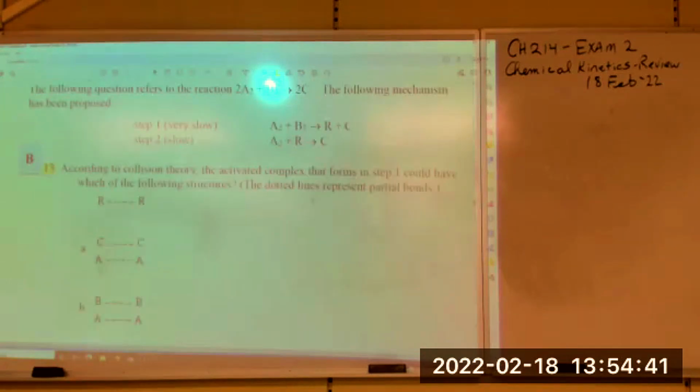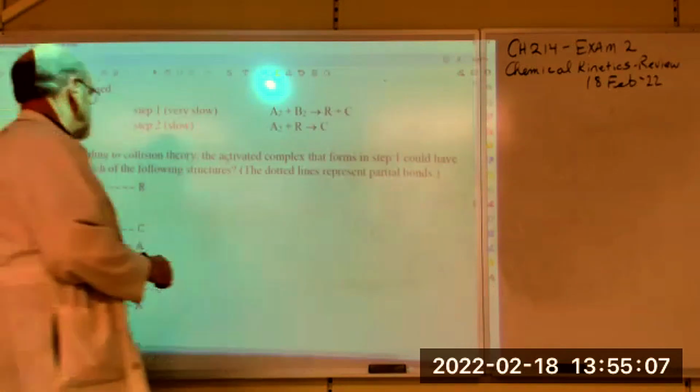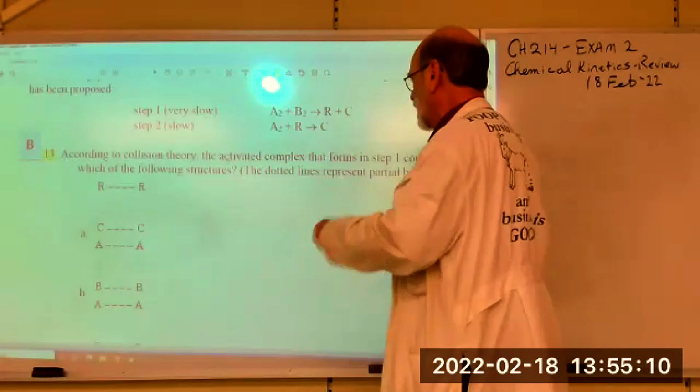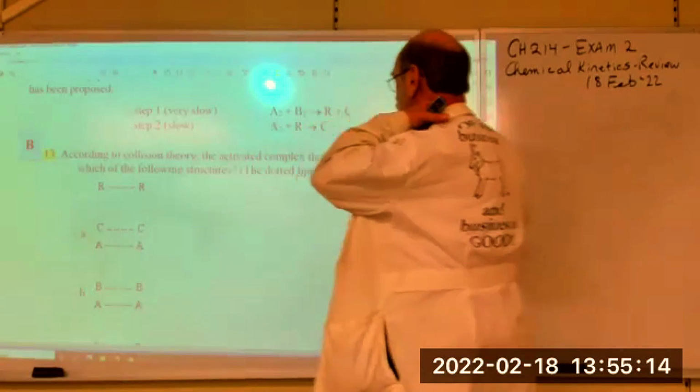Oh, okay. I'll stay over here. The following equation refers to 2A squared plus 2A2 plus B2 yields 2C. And the following mechanism is proposed. According to the collision theory, the activated complex that forms in step 1 could have which of the following structures? R cancel out, C cancel out. Well, we're looking at the activated complex for step 1. So you don't even have to look at step 2.